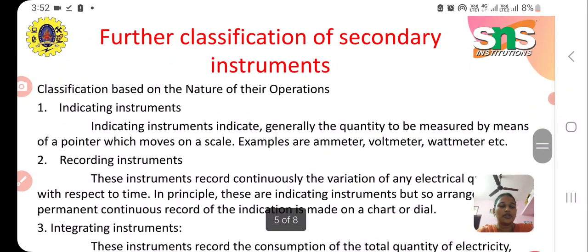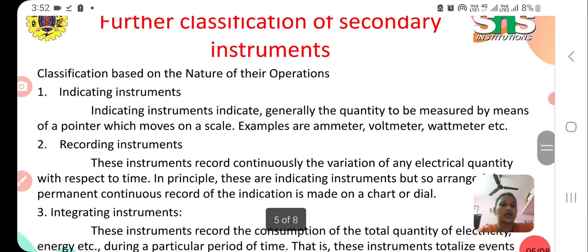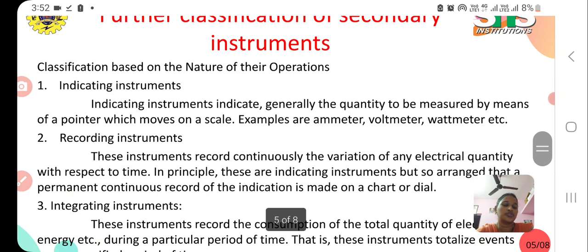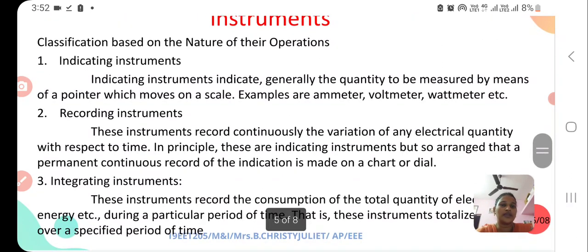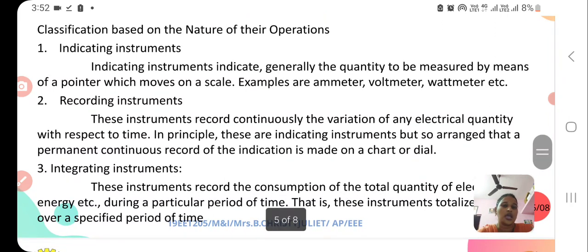The next category of classification of secondary instruments is based on the nature of their operation. They are classified as indicating instruments, recording instruments, and integrating instruments. Indicating instruments, as the name implies, indicate the quantity to be measured by means of a pointer which moves on a scale. For example, the ammeters and voltmeters we are using now in labs have a pointer that moves on a scale, and are indicating type instruments.